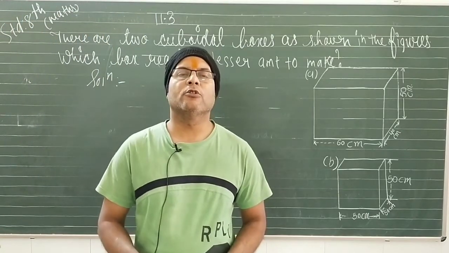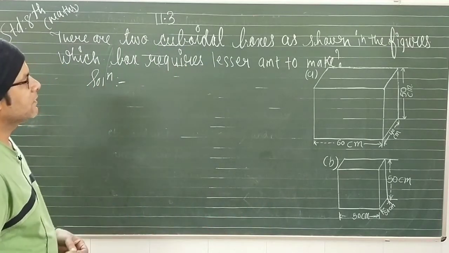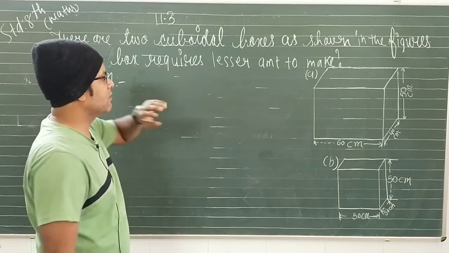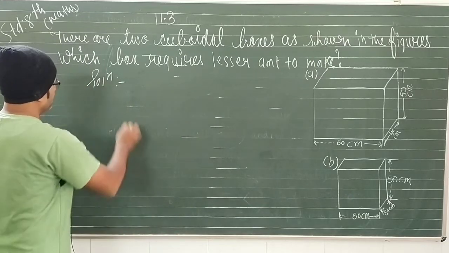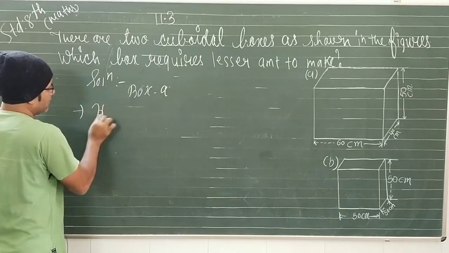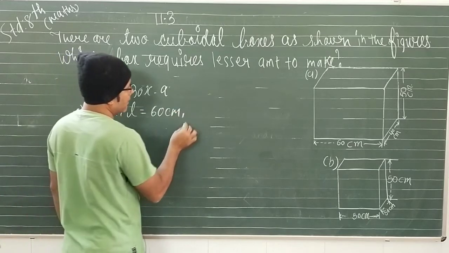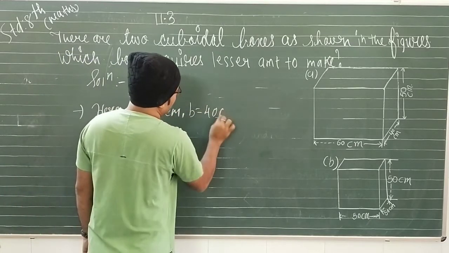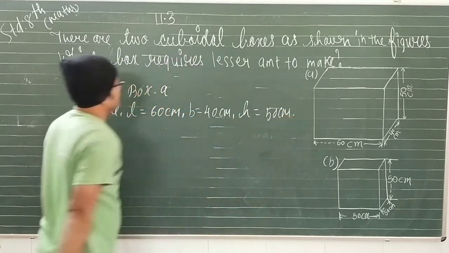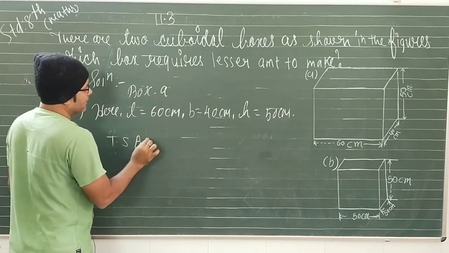And now exercise 11.3. Just look at the sum. See, two cuboidal boxes given, okay. Which box requires lesser amount to make? First of all, we take box A. So box A. Now here length 60 centimeter, breadth 40 centimeter and height 50 centimeter. We have to find here TSA, total surface area of cuboid.